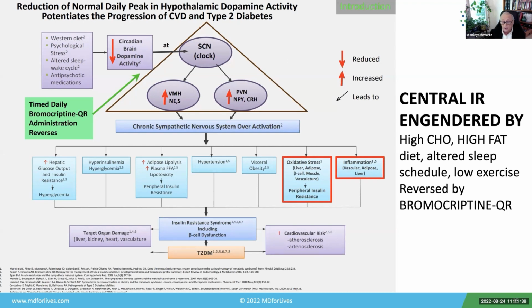And this can be reversed, by the way, by a drug that's on the market, bromocriptine quick release, not the bromocriptine long-acting used for pituitary tumor therapy. Bromocriptine increases dopamine surge first thing in the morning, just like the normal patient would have a dopamine surge, and counteracts the processes seen in the rest of this slide.